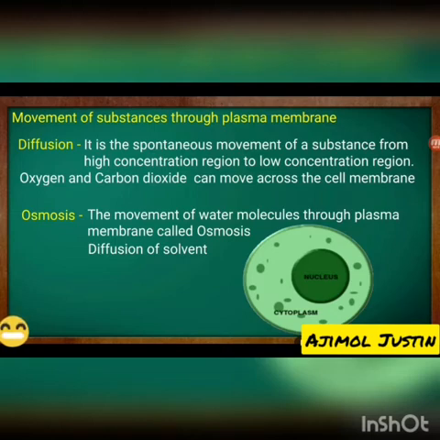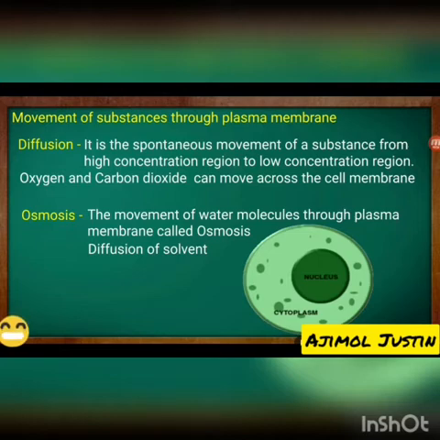Oxygen and carbon dioxide can move across the cell membrane. So here in plasma membrane, who all can move? Oxygen and carbon dioxide can move. I said that plasma membrane is selectively permeable. It only allows certain substances to move. So oxygen and carbon dioxide can move across the cell membrane.